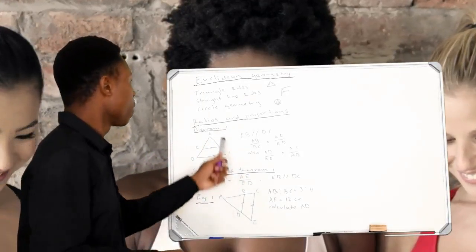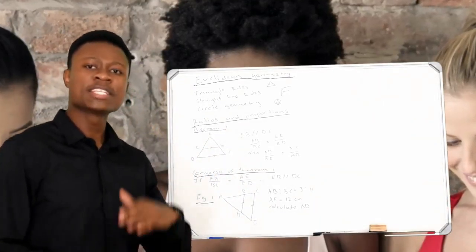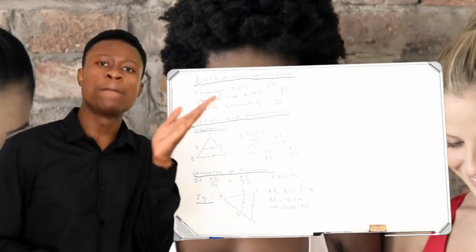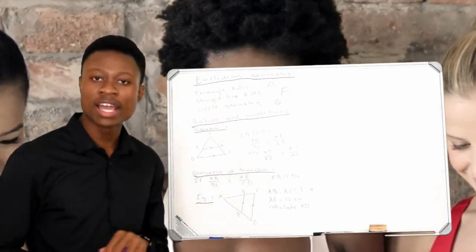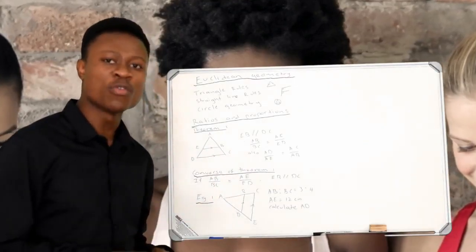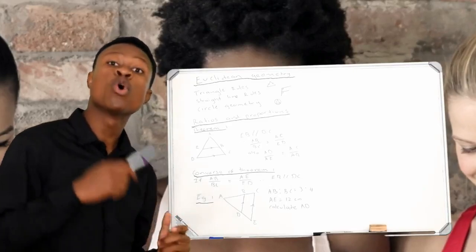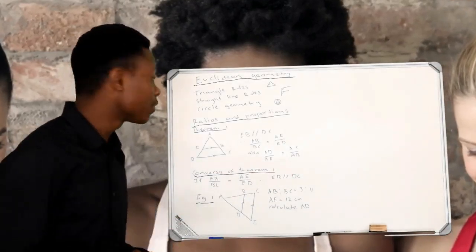So basically, that's what theorem 1 says. It says that when you draw a line that is parallel to one of the sides of the triangle, to any side of the triangle really, it cuts the other two sides in proportion, not in half. So that's basically what theorem 1 says.